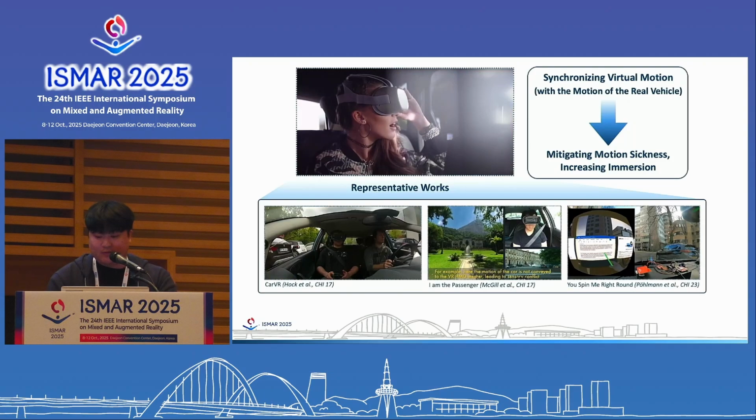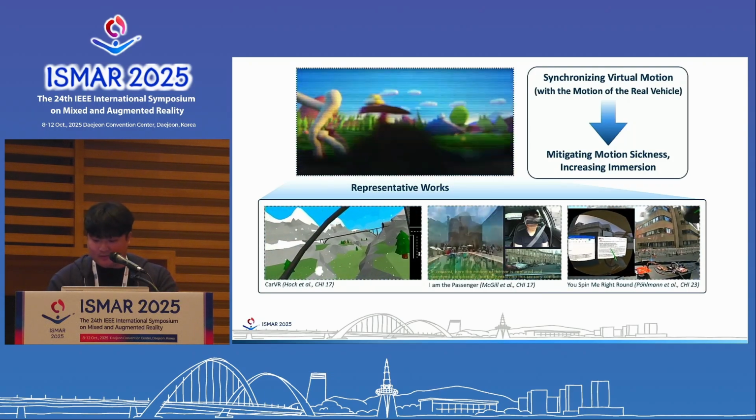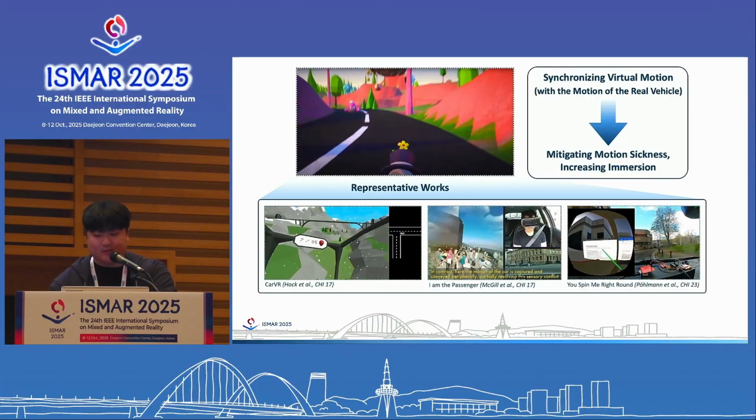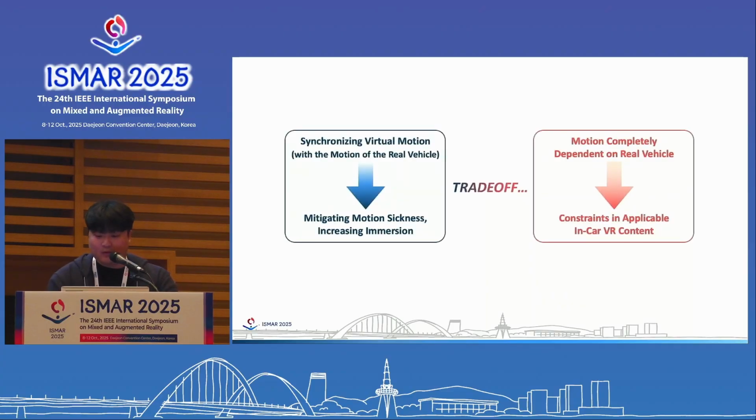And ever since the earliest works of in-car VR proposed the concept, it has long since become a staple of in-car VR research spanning across entertainment and productivity applications. However, this method comes with a significant trade-off. Because virtual self-motion is completely dictated by the motion of the real vehicle, which the passenger can obviously not control, there are inherent limitations in the possible applications that can be developed regarding self-motion.